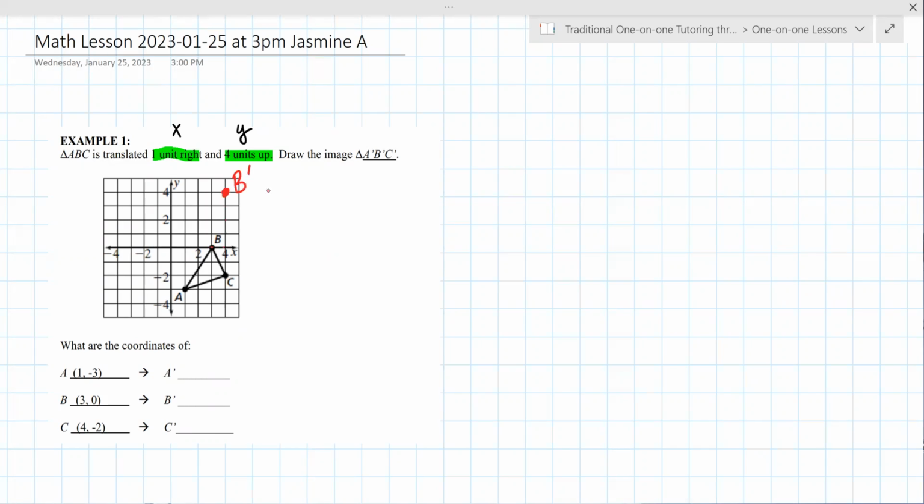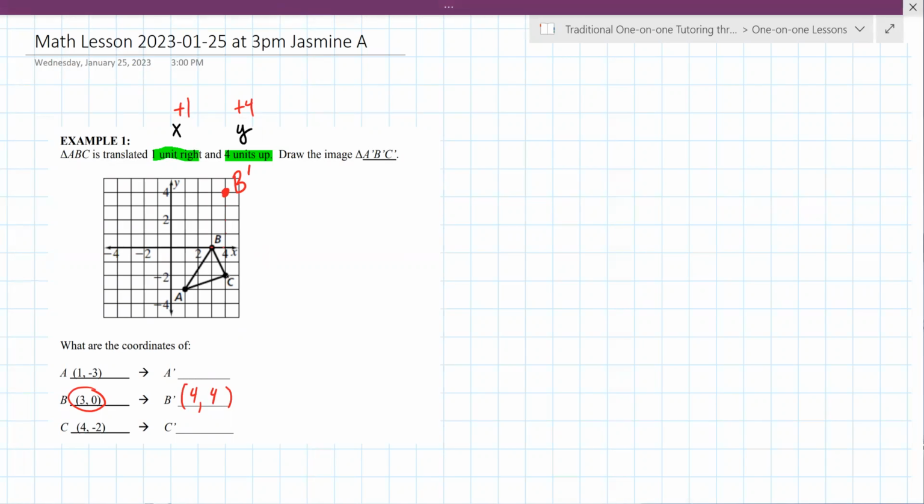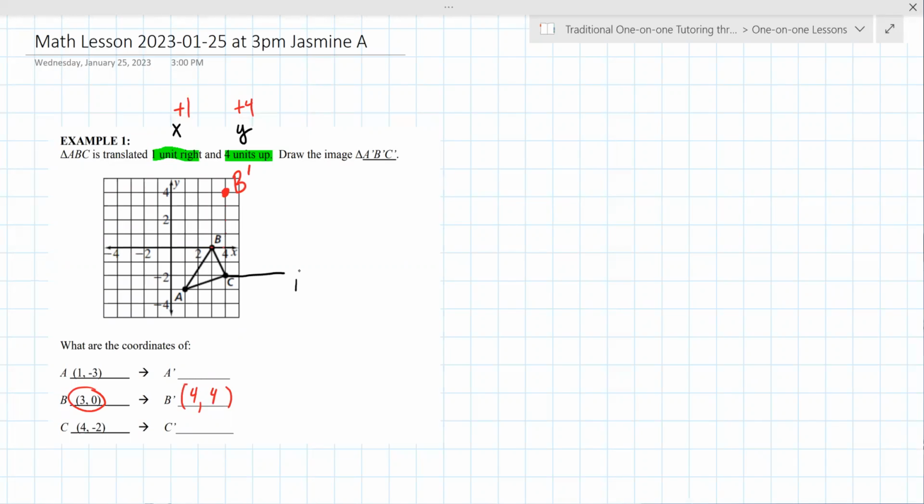Or you can know, okay, to go right, I'm adding 1 to X, and to go 4 units up, I'm adding 4 to Y. So that B coordinate here, right 1 unit will be 4, comma 4. And that's exactly where this new point is. Okay. So in terms of the language that they're using in there, the original one's called the pre-image.